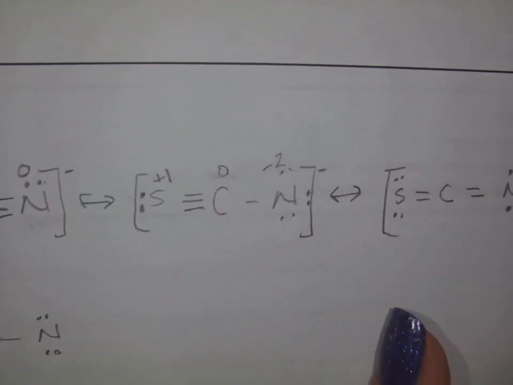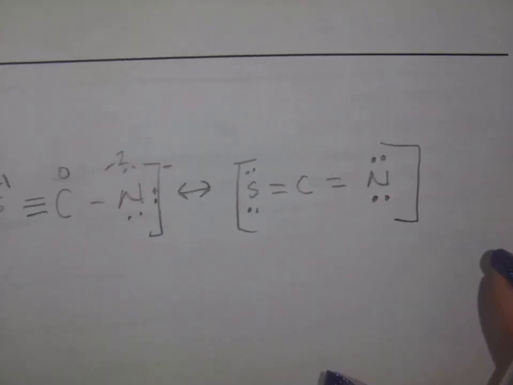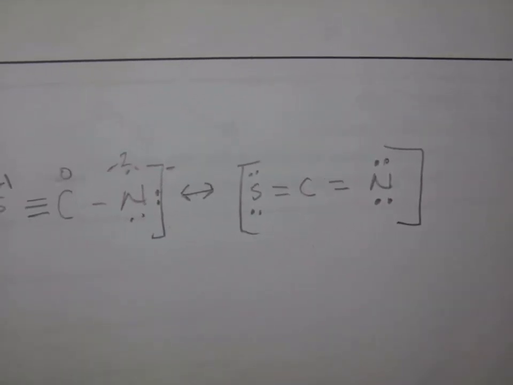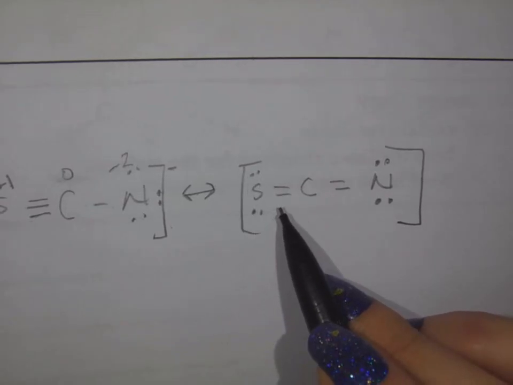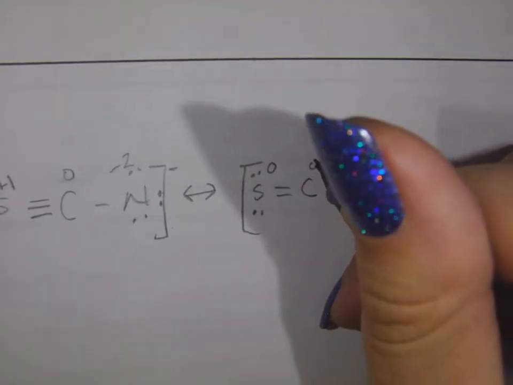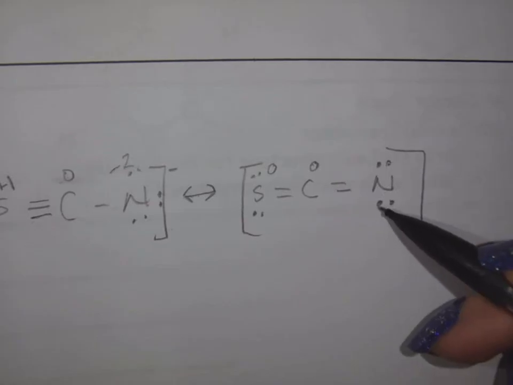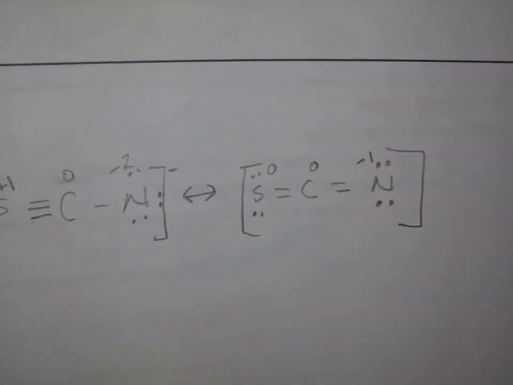Okay, our last structure. Try this, hit pause, try this on your own, assign the formal charges, and then let's see if we get the same thing. I got a 0 for sulfur, a 0 for carbon, and a -1 for nitrogen.